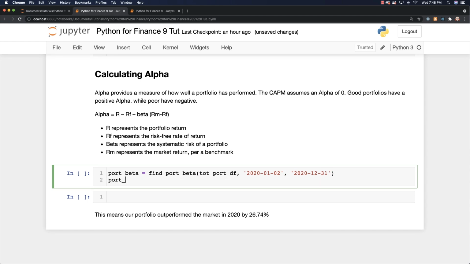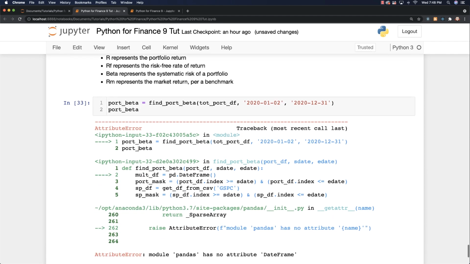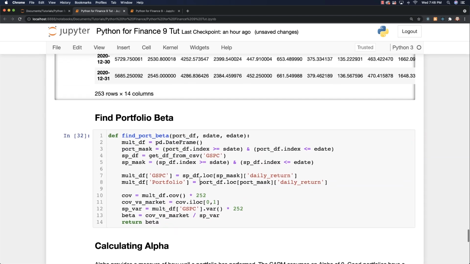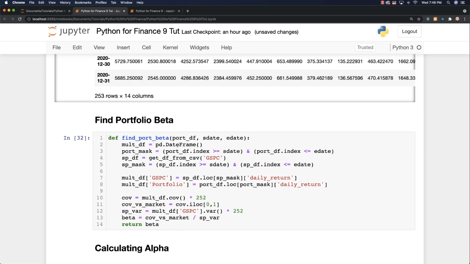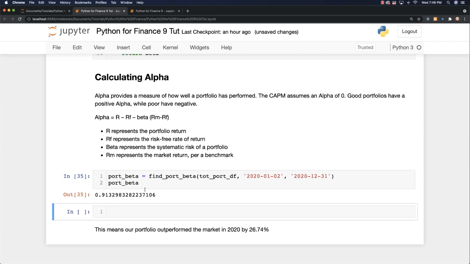Now what I want to do is go and output my beta for my securities, and there's an error. Let me fix it. Oh, I put date frame instead of data frame. So it's funny. Date frame, change that to data frame like that. Little typos get me all the time. Run it. And you can see here our portfolio beta comes back as 0.91.